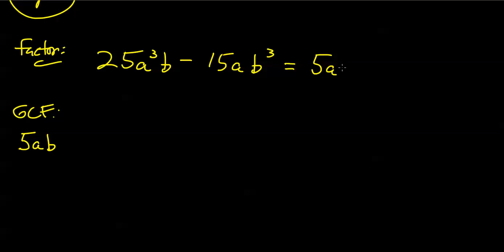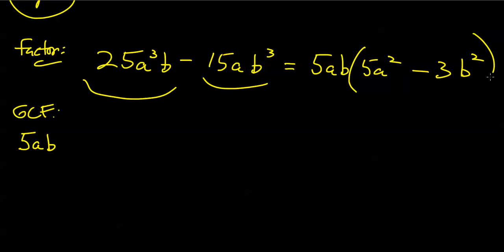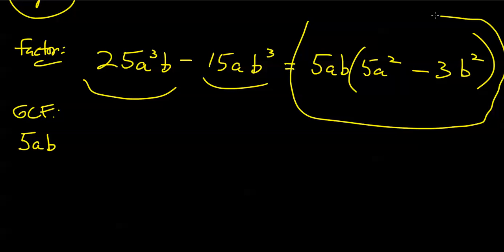So the GCF is 5ab, and working my distributive law in reverse, I can factor out a 5ab from this two-term expression on the left. What's left inside the parentheses, well, if I pull out a 5ab from the first term, I'm left with 5a squared. And if I factor out a 5ab from the second term, I'm left with a minus 3b squared. So this is my final factored answer in this GCF factoring type problem. Let's do something a little harder.